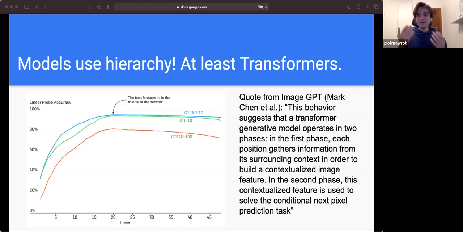That's a quote from this paper, from Image GPT, the very famous one. This behavior suggests that a transformer generative model operates in two phases, and that will be very helpful in the rest of the presentation and the design of Hourglass. In the first phase, each position gathers information from its surrounding context in order to build a contextualized image feature. That's like a high-level view of our input, our image. In the second phase, this contextualized feature is used to solve the conditional next pixel prediction task. Again, it was like, nice neural net. First you focus on individual tokens and local proximity to extract the contextual information, and then you use it to better solve the given task, the given objective.